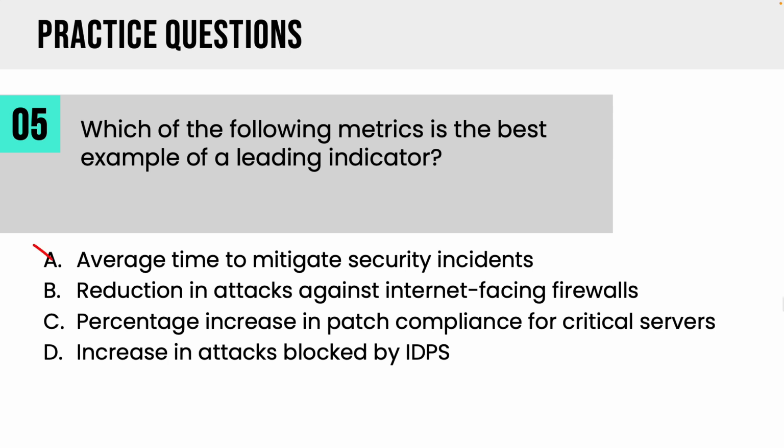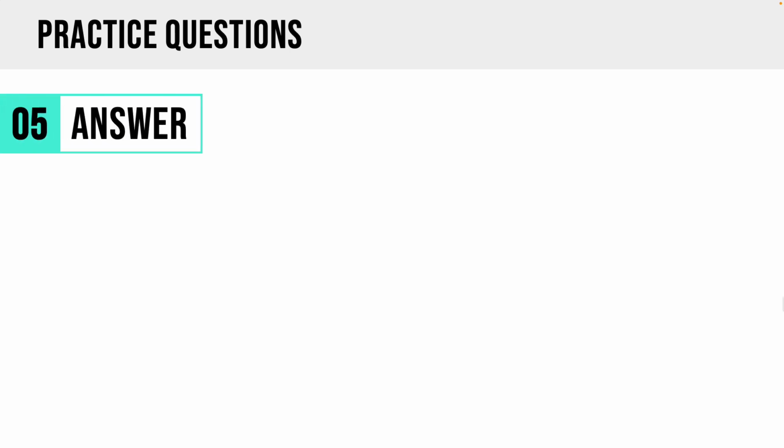So average time to mitigate security incidents, I can cross that off because that's definitely a look at the past of how we did. I could also cross off increase in attacks blocked by IDPS. That simply tells me the intrusion detection and prevention is working. I mean, I might see a trend in attacks there, but the number of attacks we see in a given period tends to fluctuate up and down, so not exceedingly meaningful. So we have a reduction in attacks against internet-facing firewalls, where we have a percentage increase in patch compliance for critical servers. Which do you think here?